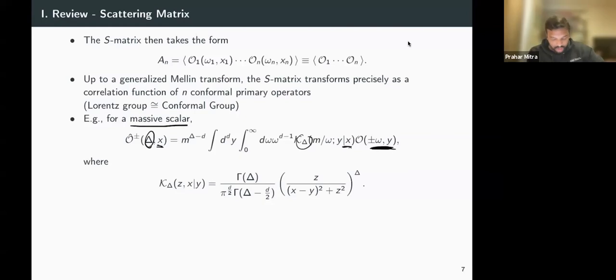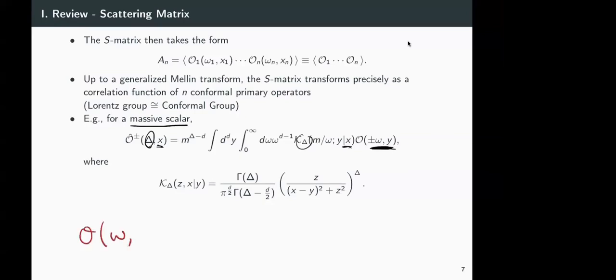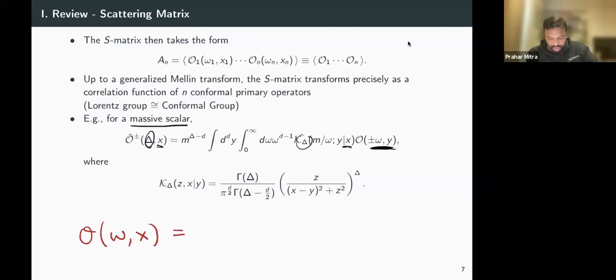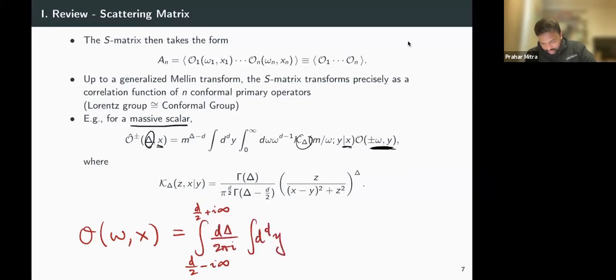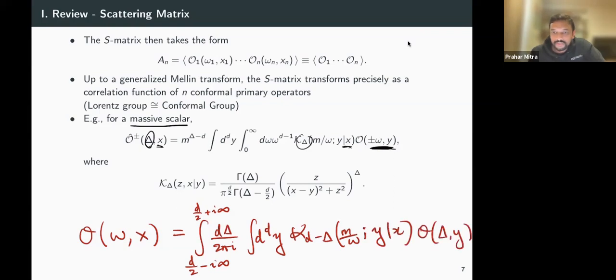Absolutely. I can write down the formula for you if you want. It's literally the inverse of this. It's the integral from d/2 minus i infinity to d/2 plus i infinity of d delta, times the integral d^d y, of K_{d minus delta}, with m over omega, y, x or delta y. So that's what you have to do. You have to smear over y as well as over delta.